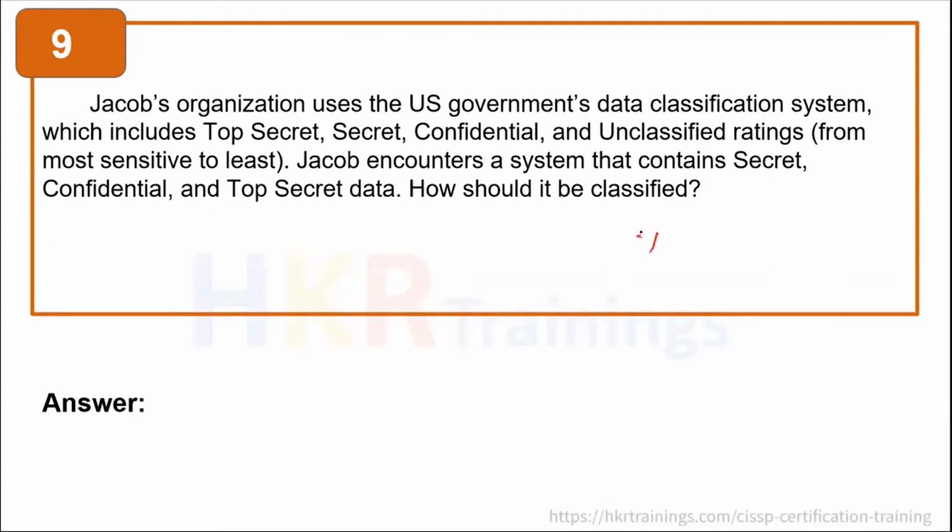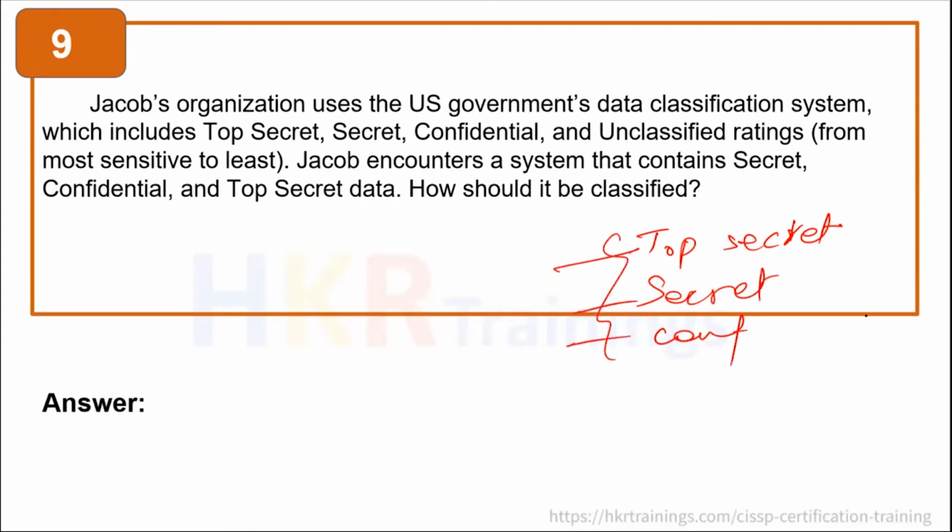So there is a hierarchy to it. First, it is top secret, which is most sensitive. Then you have secret. Then you have confidential. Okay, so there are three kinds of data stored in the media, and now Jacob is supposed to classify it. It is a thumb rule that whatever the top sensitivity rating is of the data stored on the media will be the categorization for that media. So in this case, since top secret is at the topmost of the hierarchy of data classification, and the media contains this kind of data also, it will be rated top secret.